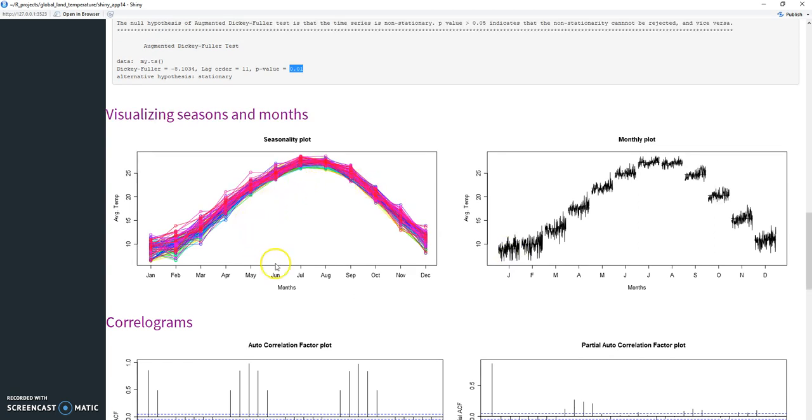Now, let us also look at the seasons and the months and how they look. As you can see over here, the highest temperature is reached in July and August for almost all of the years. And the graph on the right side shows us the variation of temperature for each of these months. So you can see that in January and December, there is a large variation of temperature, and during June, July, and August, there is rather a tendency of temperature not varying so much.